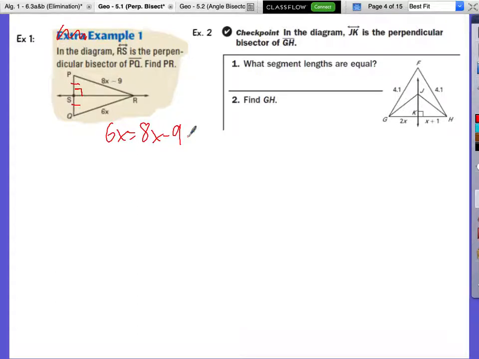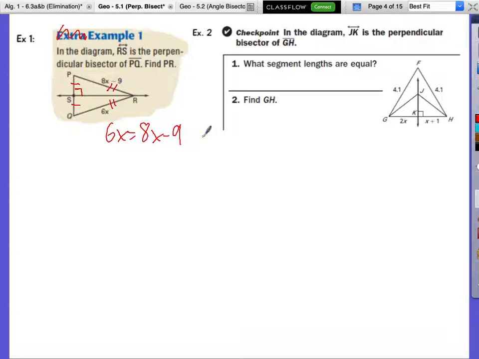So is R the same distance from P and Q? Yes. So what do we know about RP and RQ? They're congruent. If they're the same distance, the same length, then they're going to be congruent. So now we need to set these equal to each other? Yes, we can. So we set it up and solve. So this was right above here.